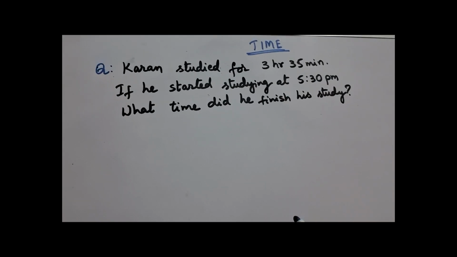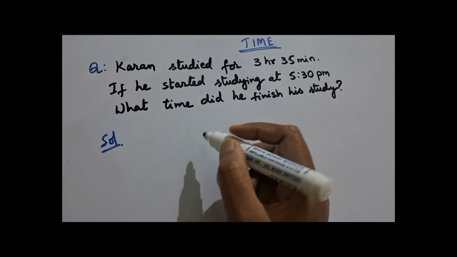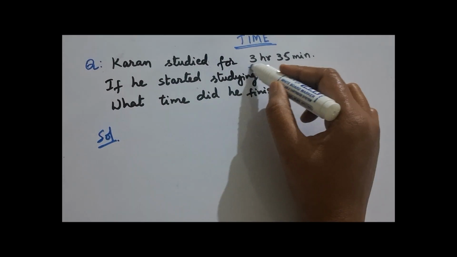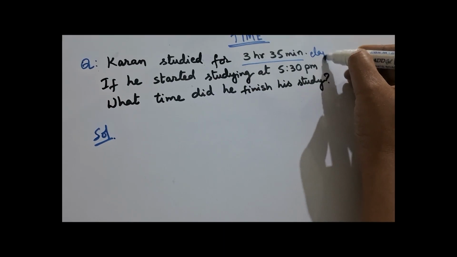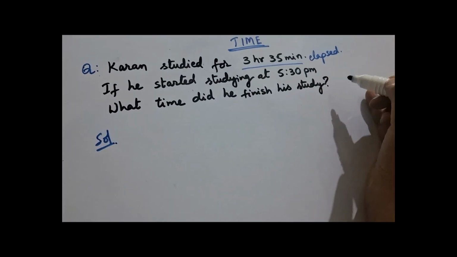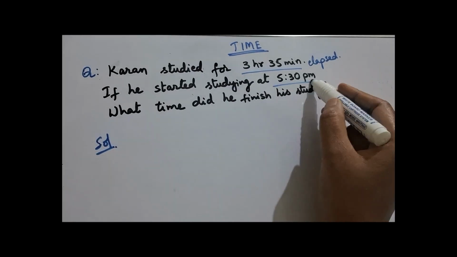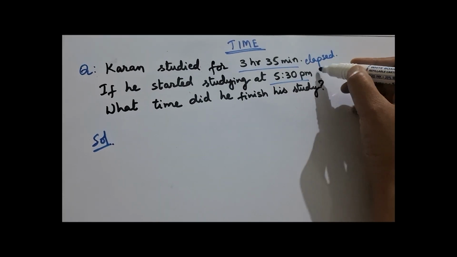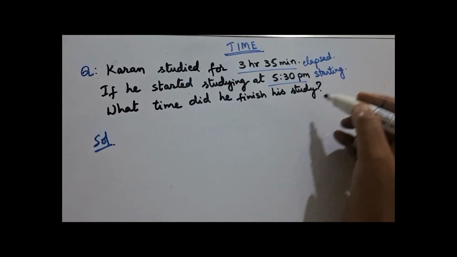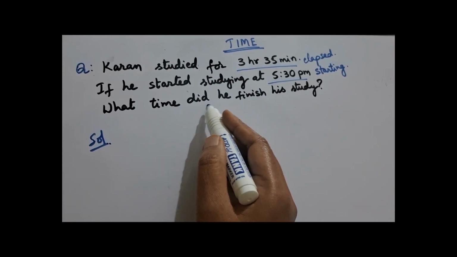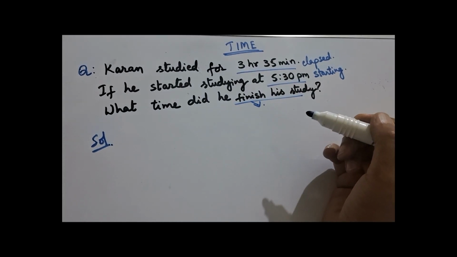Now let's start solving this problem, children. Okay, solution. Okay, he studied for this many hours, 3 hours 35 minutes. This will be elapsed time, children. Okay, elapsed time. And if he started studying at 5:30 p.m., this time will be what, children? Starting time. Okay, children, starting time. Now we have to find what time did he finish his study. Now we are asking finishing time.